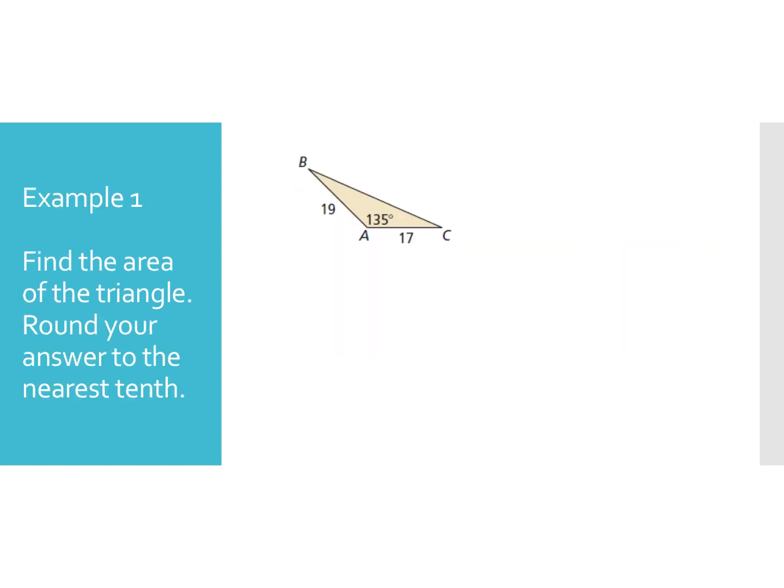So we have example 1. They want us to find the area of the triangle and round the answers to the nearest tenth. So they gave us side BA and side AC, and they gave us the included angle of 135. So following the information from the last slide, the formula for the area would be 1/2 times side BA times side AC and the sine of 135.